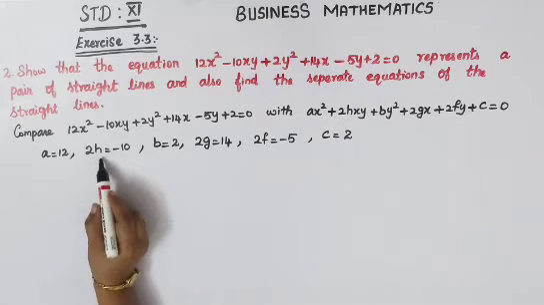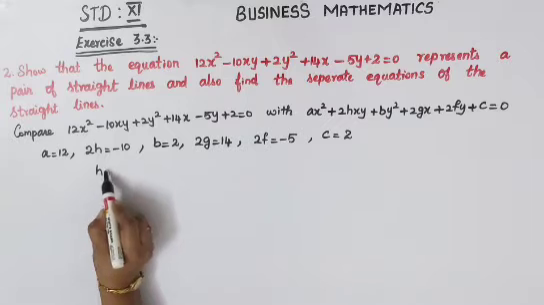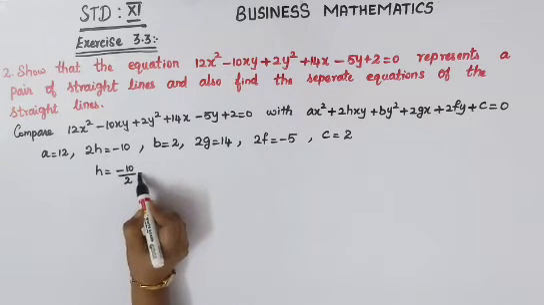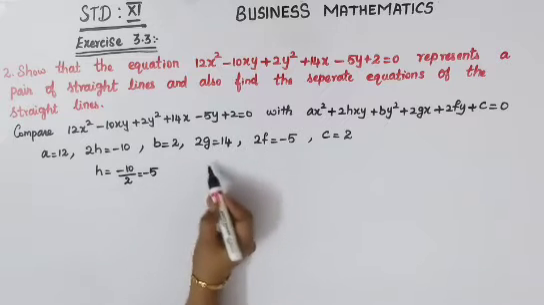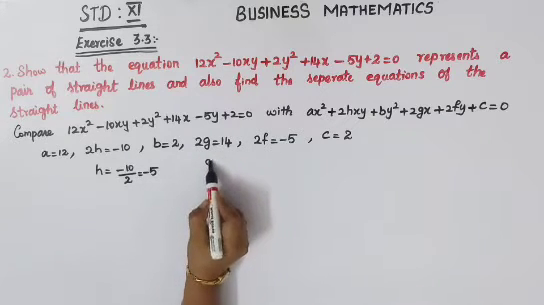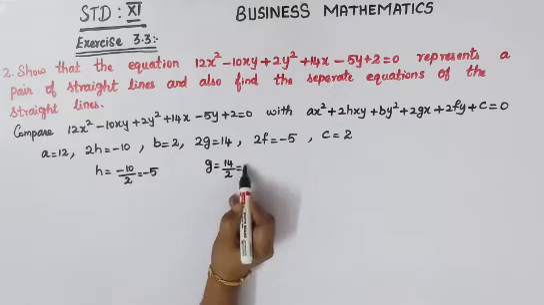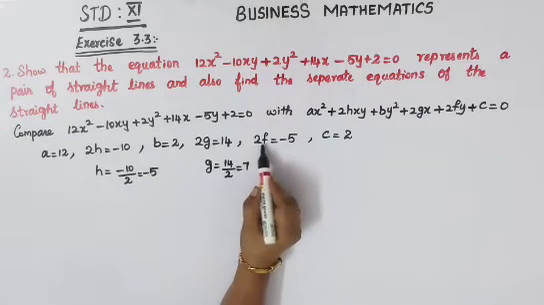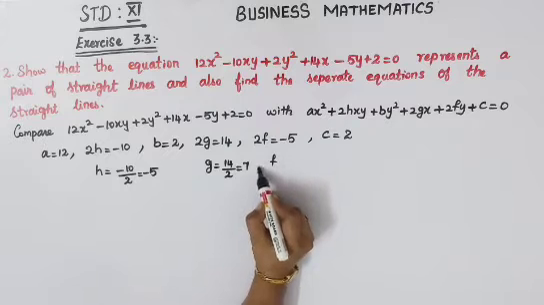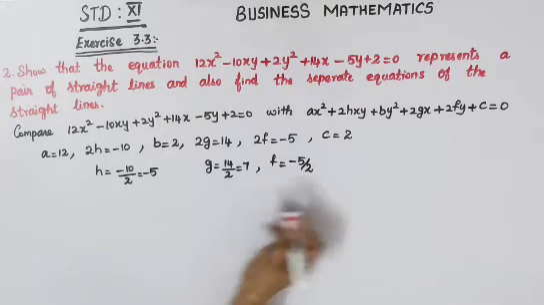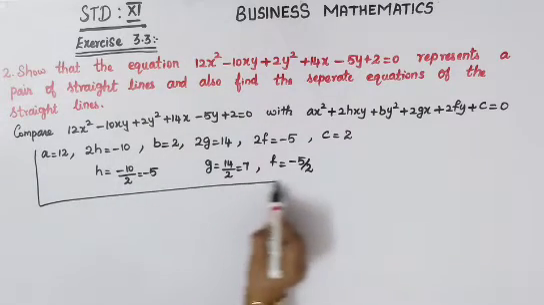Now we have got 2h, so we'll have to find h. So h = −10/2, which is equal to −5. And here 2g is there, so g = 14/2, which is equal to 7. Same way here 2f is there, so f = −5/2. So first we'll have to find all these values.